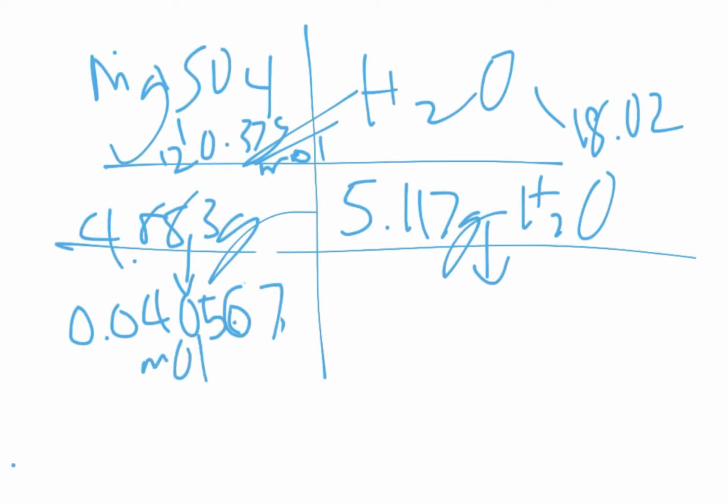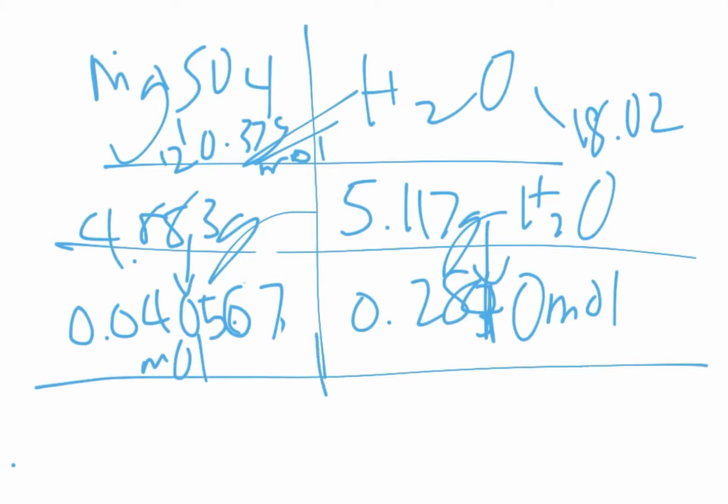0.040567 moles of magnesium sulfate. And we get for water 5.117 divided by 18.02. We get 0.2839, actually no, it's 0.2840 moles of H2O. So now we have to divide both of them by the smallest number.